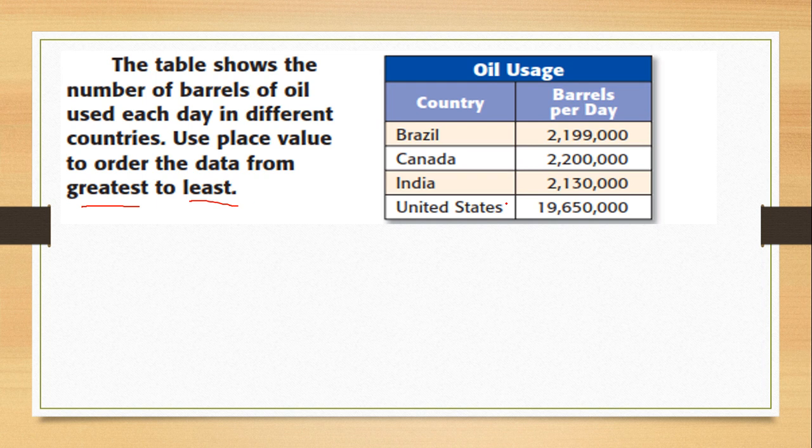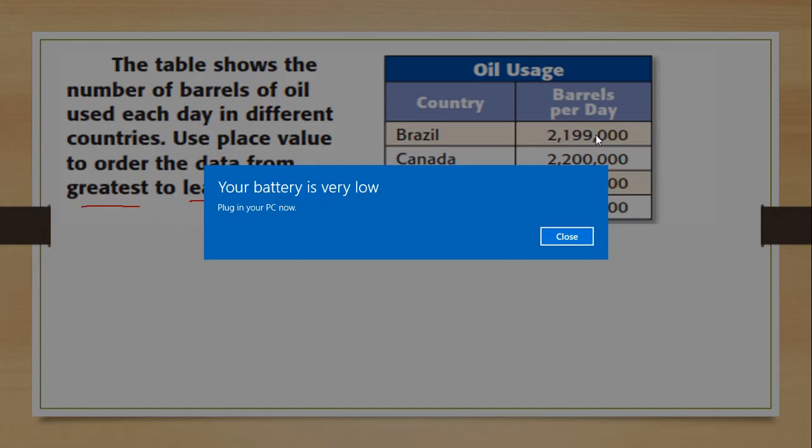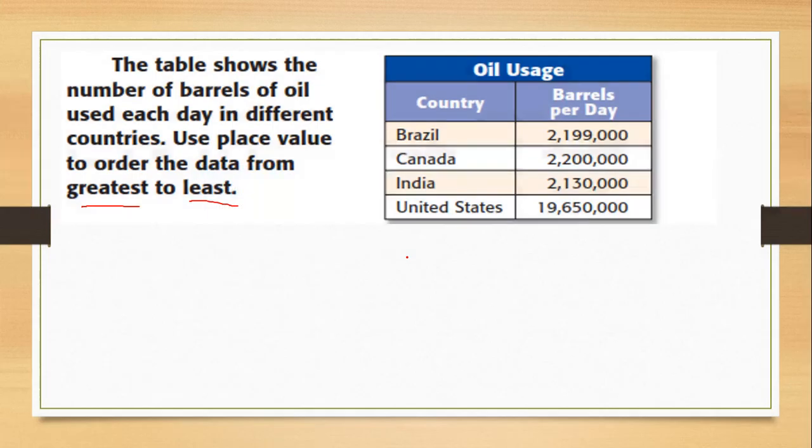Okay, now let's count together. 1, 2, 3, 4, 5, 6, 7. So the first one, 7 digits. Let's look for the second one. 1, 2, 3, 4, 5, 6, 7. So it's also 7 digits. Let's look for the third one, India. 1, 2, 3, 4, 5, 6, 7. It's also 7.